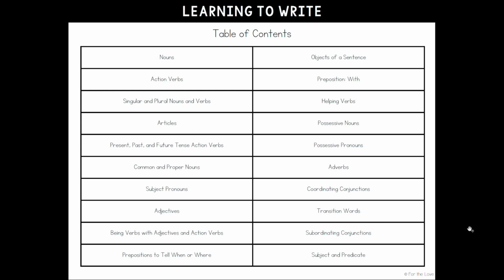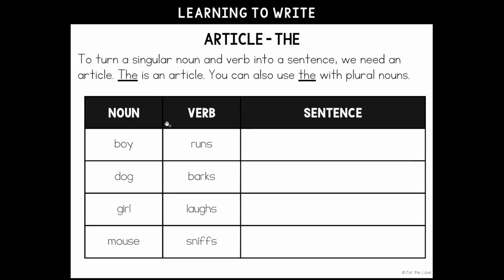I'm going to click on articles from the table of contents. Now, if you watched the singular and plural nouns and verbs unit, we also talked about articles in that unit. Articles are very important because we need them when we are writing a sentence with a singular noun. If we have a plural noun, we don't need an article, but we can use the article the. That's why the is the first article that we teach.